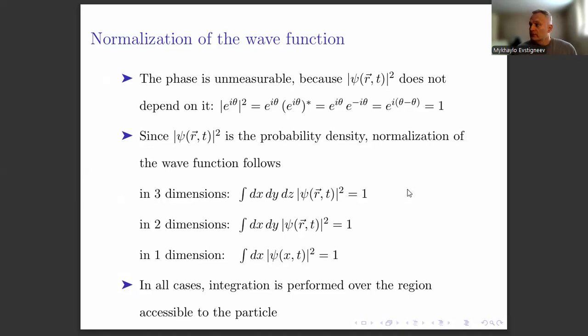Or the electron might be confined to 1 dimension. For example, an electron bouncing between 2 walls. Yeah, it is performing 1-dimensional motion, in which case the wave function depends on just 1 argument, let's say x, and the modulus squared of the wave function integrated over the spatial coordinate x should give you 1.